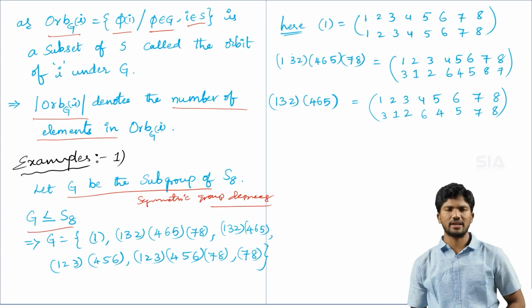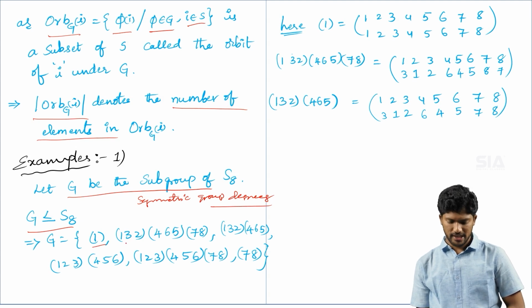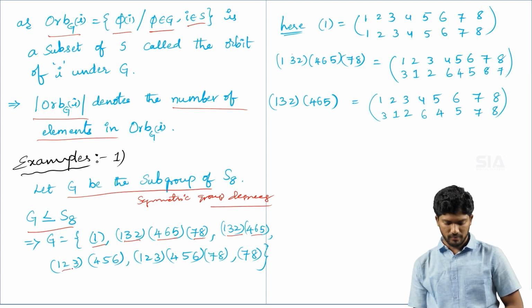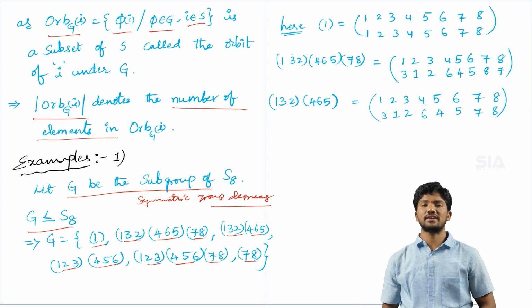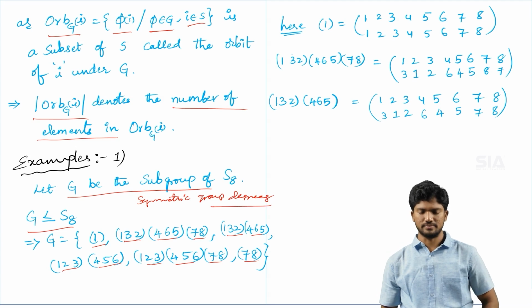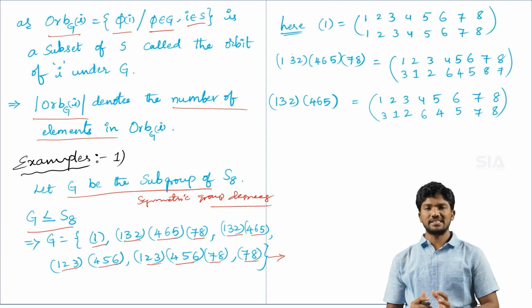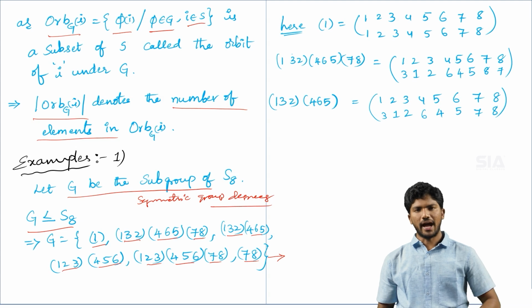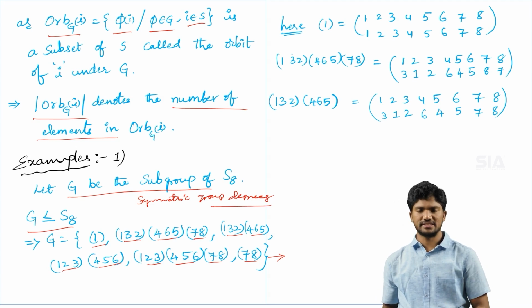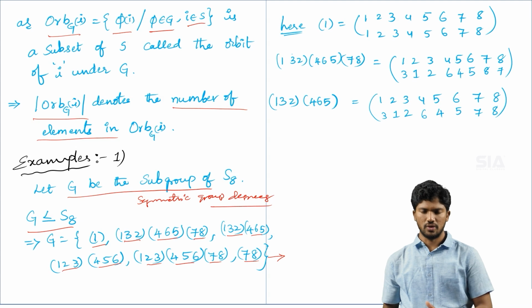And here capital G is less than or equal to S suffix 8. I am taking capital G as the group generated by the cycles (1), (1 3 2)(4 6 5)(7)(8), (1 3 2), (4 5 6), (1 2 3)(4 5 6)(7)(8). These are the disjoint cycles of S suffix 8. From that group, I am writing the total capital G as the representation of the permutations in terms of disjoint cycles. Now I am splitting them into permutations. Those disjoint cycles I am now writing as permutations. You can see clearly.